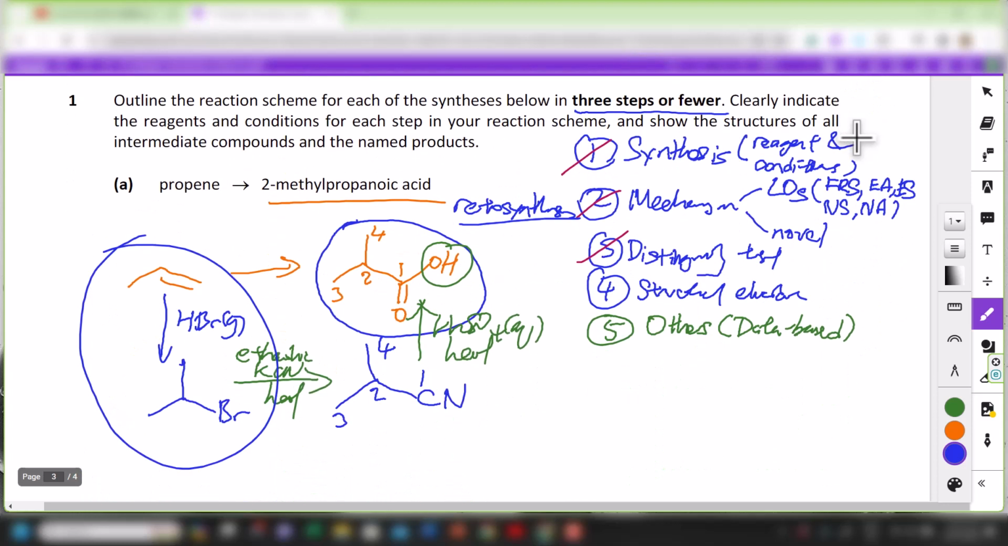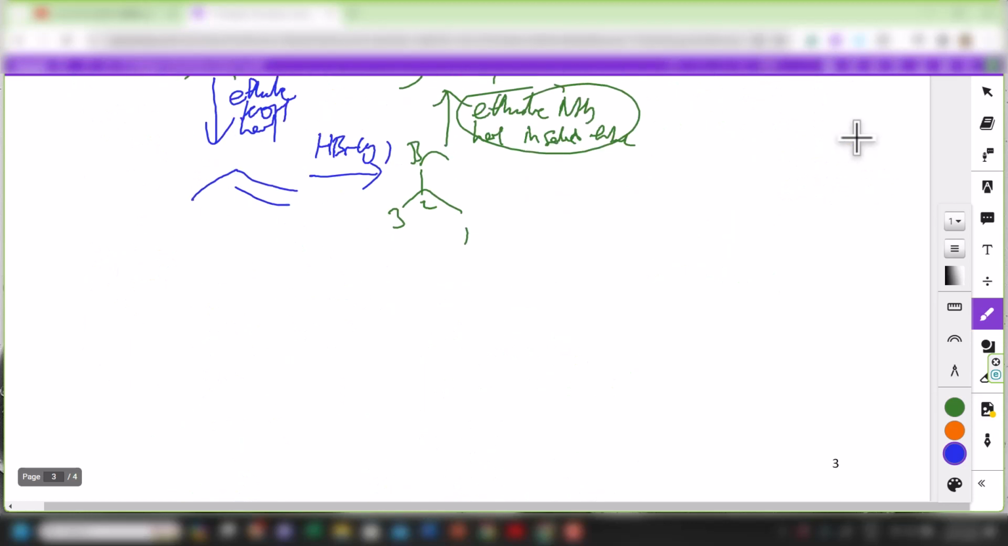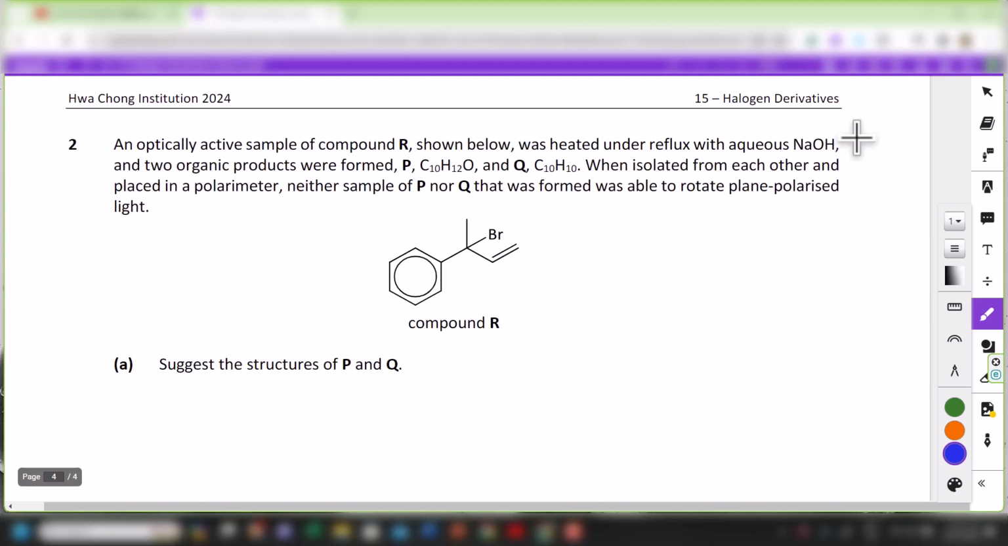I hope that in this particular review you get to learn a technique or a strategy to do synthesis questions, that is to think backwards. And of course, prior to thinking backwards, you need to ensure that your fundamentals are strong. You need to know your reactions. Okay, we'll move on to question 2.